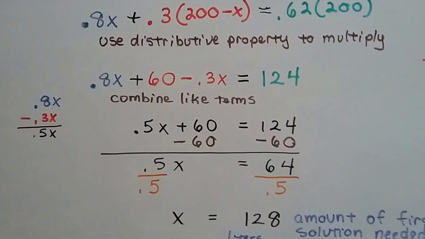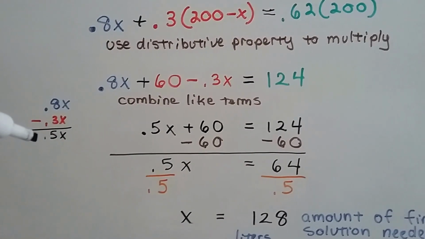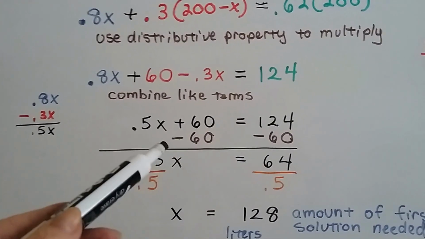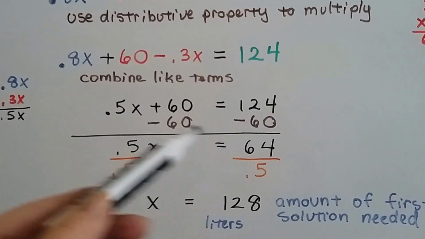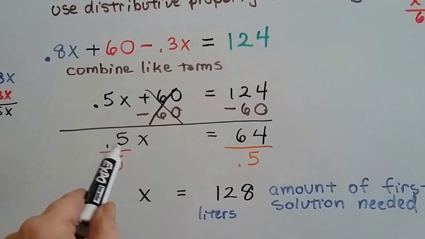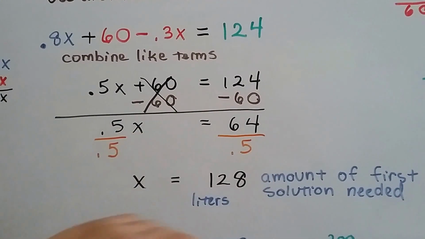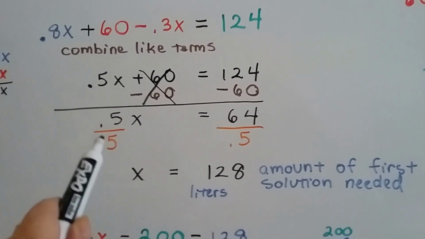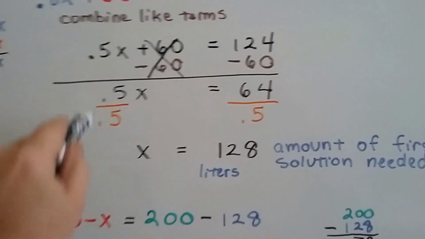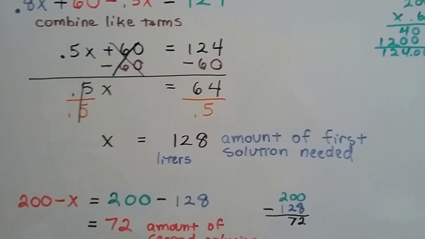Now we can combine like terms. This 0.8x and this negative 0.3x can be combined to be 0.5x. So now we've got 0.5x plus 60 equals 124. We subtract 60 from each side. It creates a zero pair. And now we get 0.5x is equal to 64. And now, to isolate the x, we just divide each side by 0.5. 64 divided by 0.5 is 128. This cancels out as identity property, our invisible 1. And x equals 128 liters.